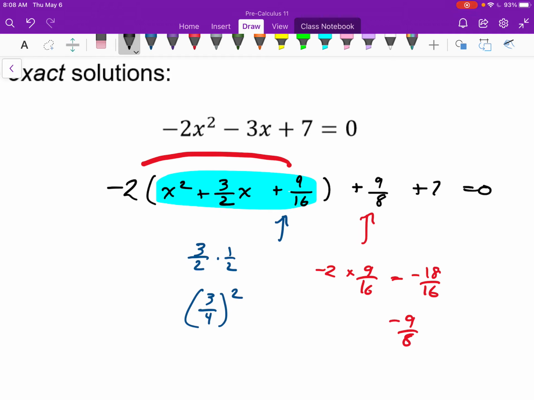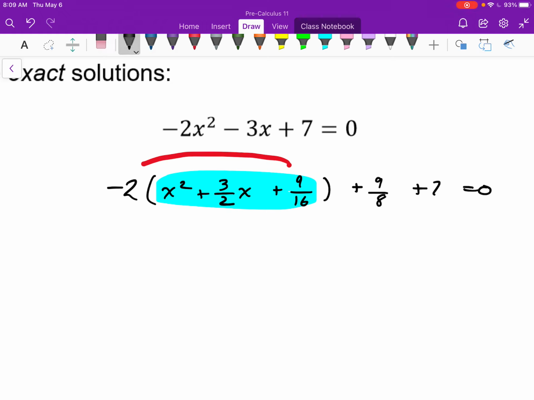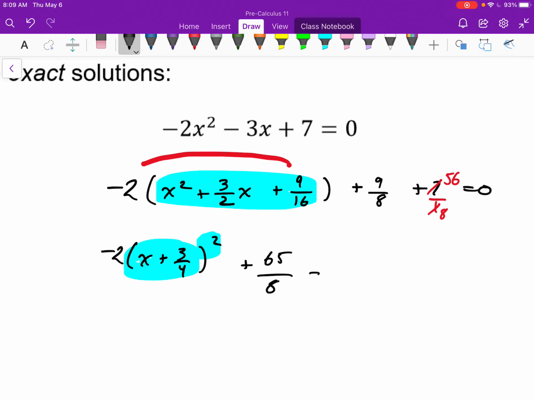OK, notice already that the sort of step I just did is so much faster when I'm just dealing with integers. OK, so now I can factor the part that's highlighted in blue. So negative 2 times, if I factor what's highlighted in blue, it's going to be x plus half of 3/2, which I already said is 3/4. Then 9/8 plus 7 whole. I need to find a common denominator. It's not that big of a deal. Make that an 8. Make that 56. Add 9 and 56. You get 65. So plus 65 over 8 equals 0.